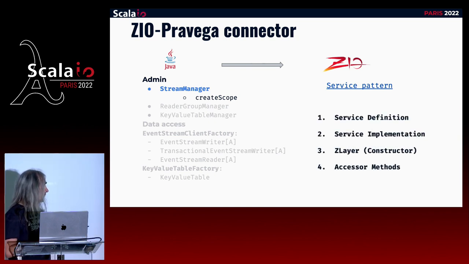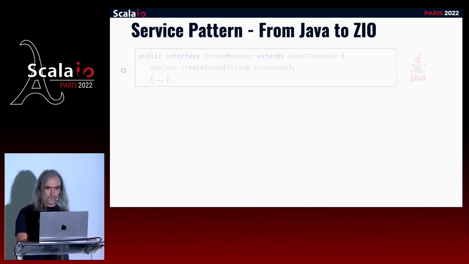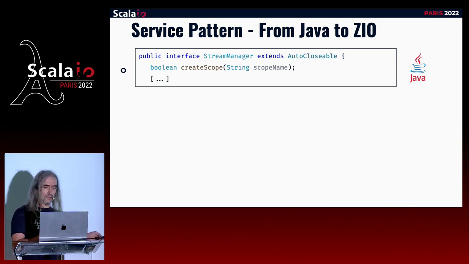This pattern is quite simple. In fact, it's just a service definition, interfaces, traits, and implementation, a constructor to be able to produce this object, and some fancy accessor method to make this more usable. So, starting from Java, we have an interface that is auto-closable, creating a scope. A scope is just a namespace. It returns a Boolean if the scope is effectively created. If it already exists, it will return false.